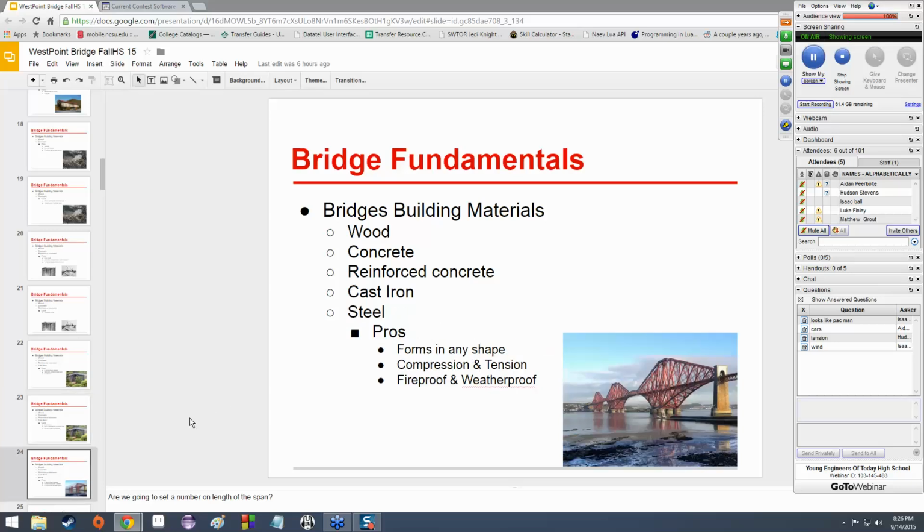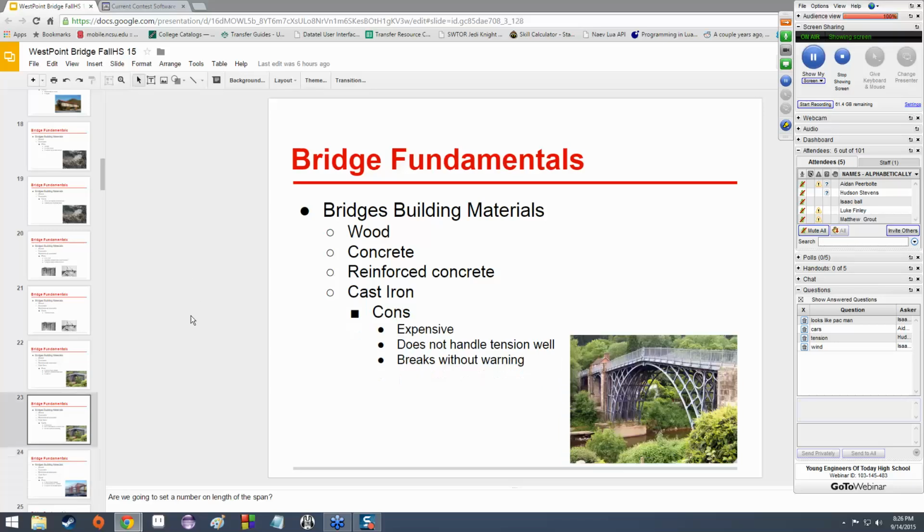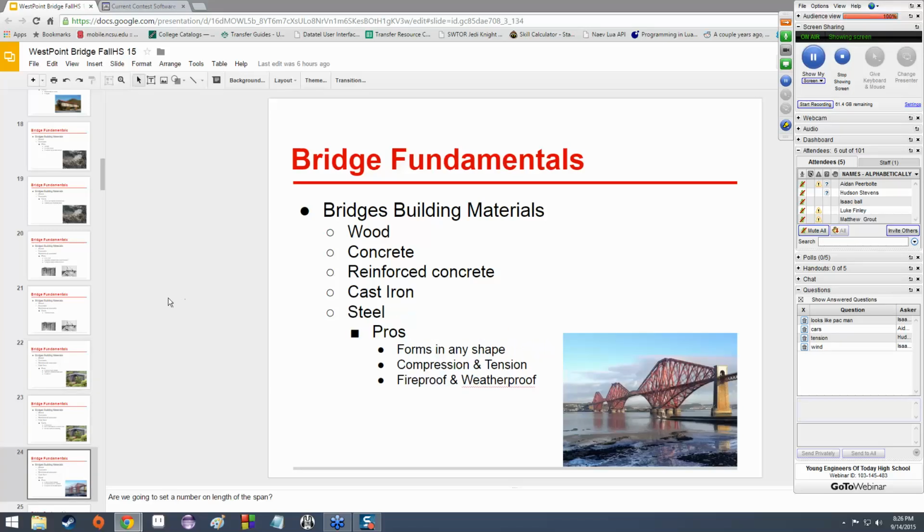So, then there's steel. And steel, like iron, can be formed in any shape. And actually, unlike iron, is pretty good against both compression and tension. So that's nice. And it is fireproof, again, and weatherproof, more so than cast iron, because cast iron can oxidize or rust, whereas it's harder for that to happen with steel.